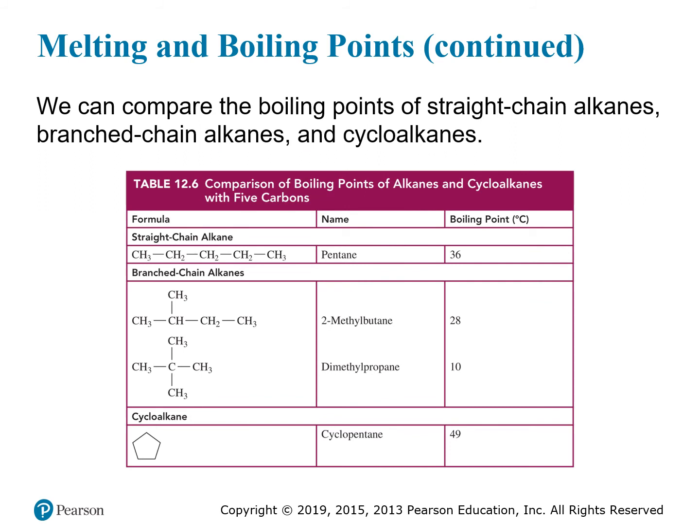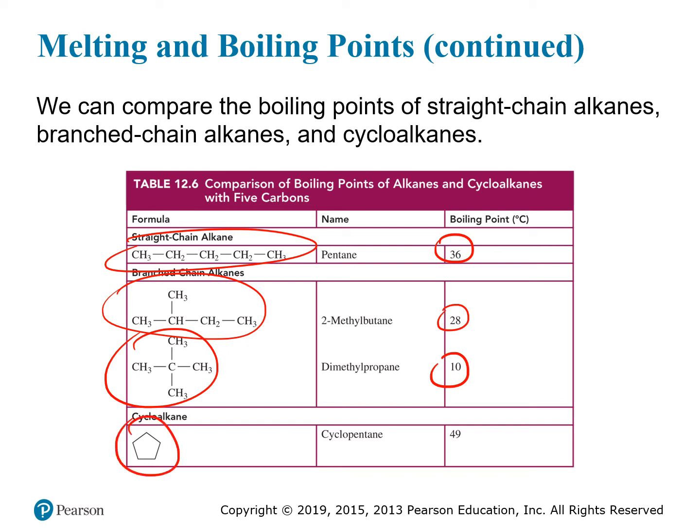You can see how that works in this chart. The parent compound, pentane, the straight chain alkane, has 5 carbons and a boiling point of 36 degrees Celsius. The structural isomer with 1 branching point has a slightly lower boiling point of 28. The isomer with 2 branches has a lower boiling point of 10 degrees Celsius. But the cycloalkane, where the chain is looped back on itself and forms a rigid closed ring, has a higher boiling point even than the original pentane. It has a boiling point of 49 degrees Celsius.